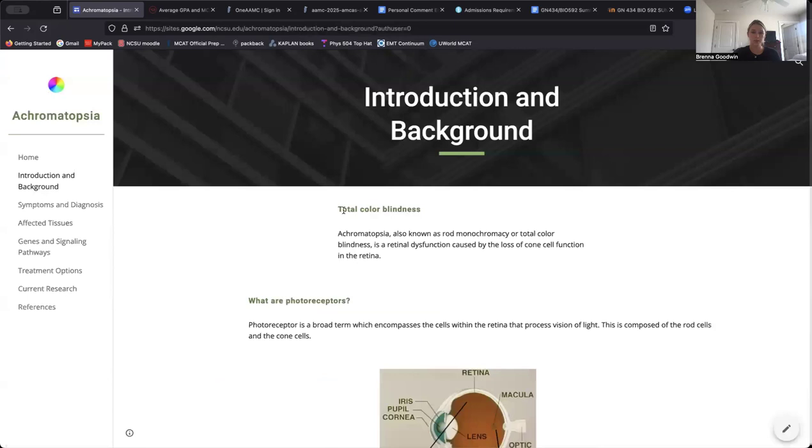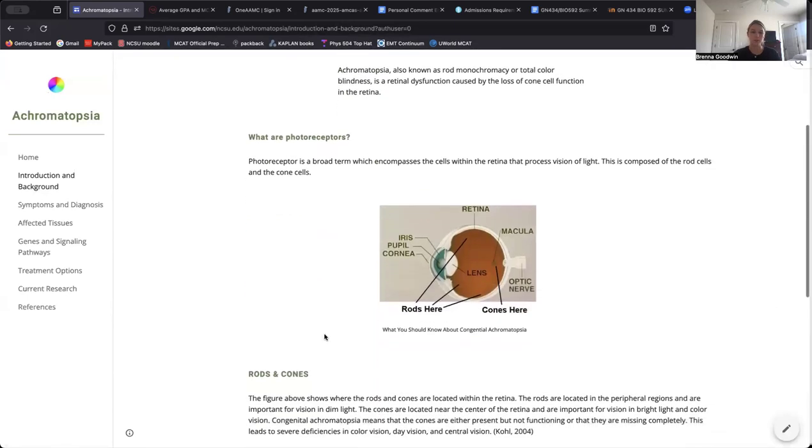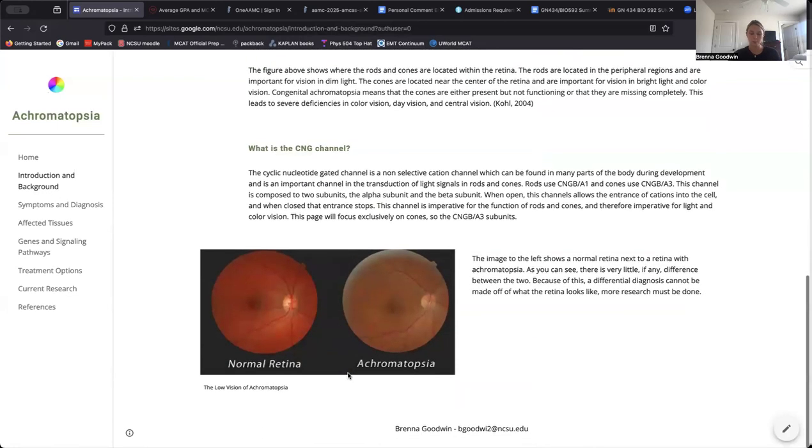So I just gave a brief overview of what is total color blindness, what are photoreceptors, what are rods and cones, and then what is a CNG channel, just to give a good overview and to avoid any confusion when reading the rest of the website. And then I included this image here to show that you can't really see a difference in the retinas between a normal retina and an achromatopsia retina. So you'd have to use other diagnostic tools.